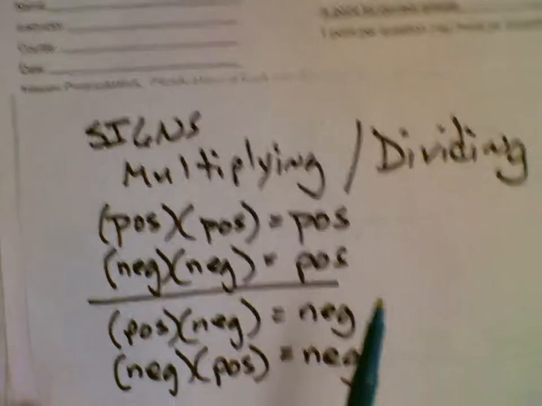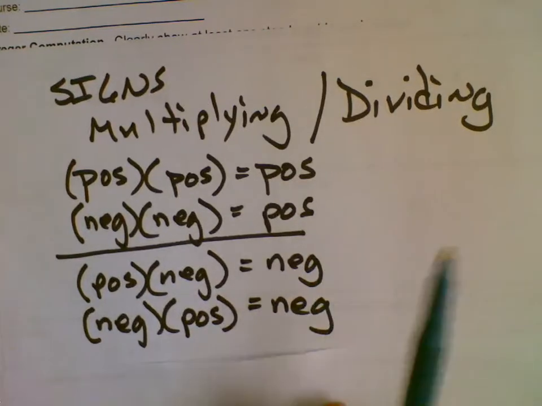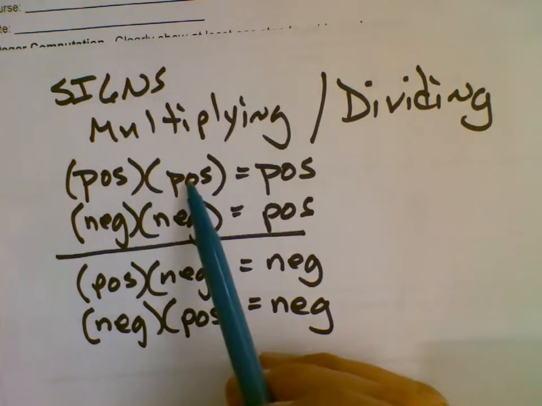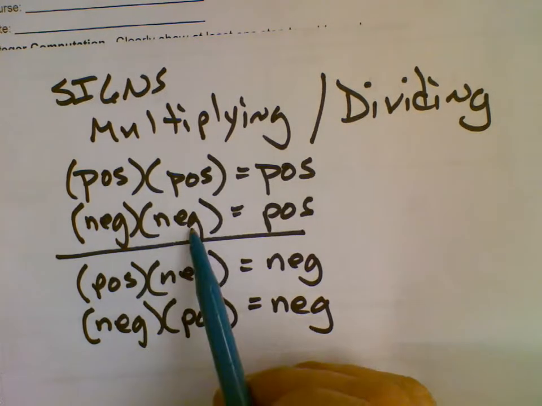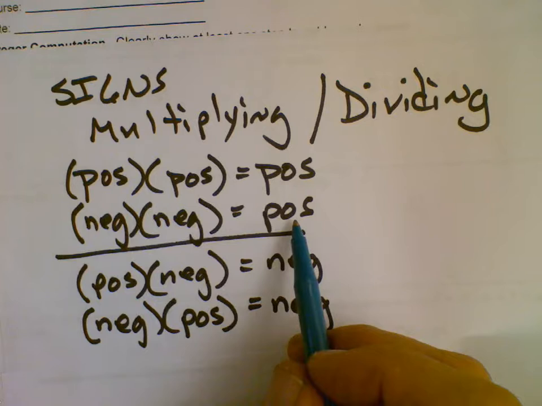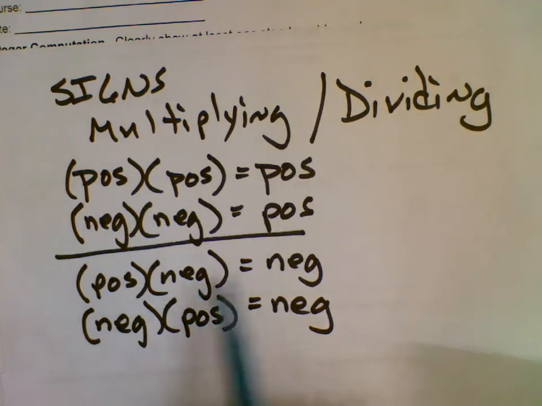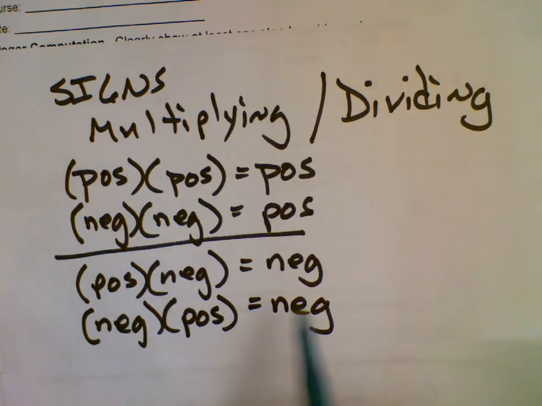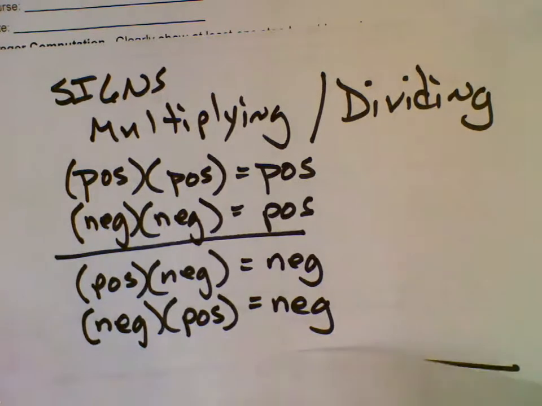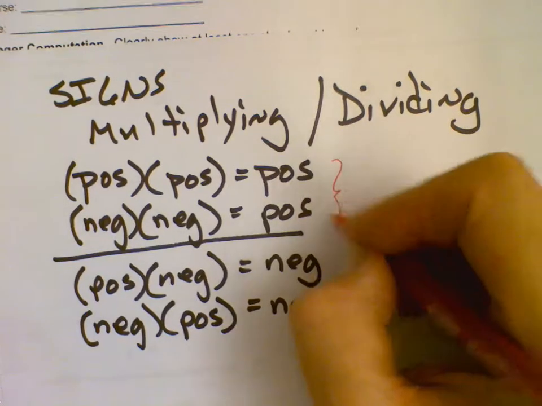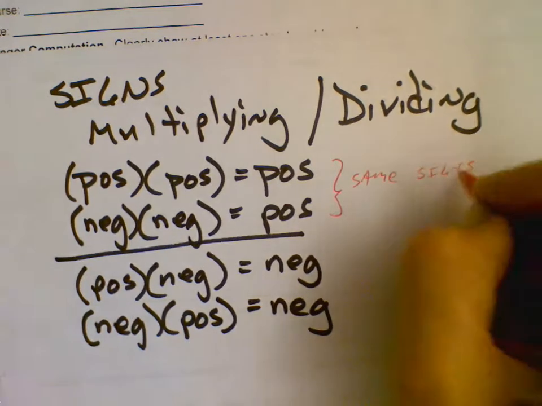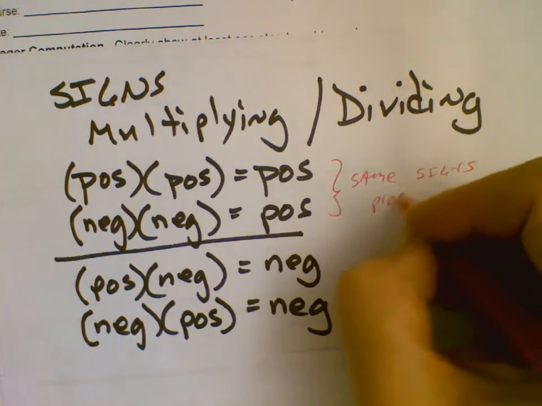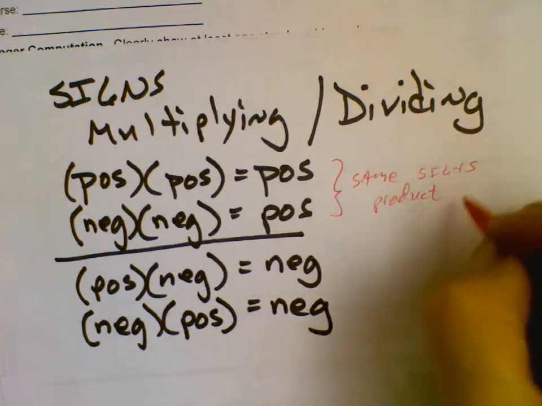First, about multiplying and dividing integers. A positive times a positive integer will give you a positive integer. A negative integer times a negative integer will give you a positive answer. A positive times a negative is a negative, and a negative times a positive is a negative. The point here is when the signs are the same, the product is positive. You have a positive answer.